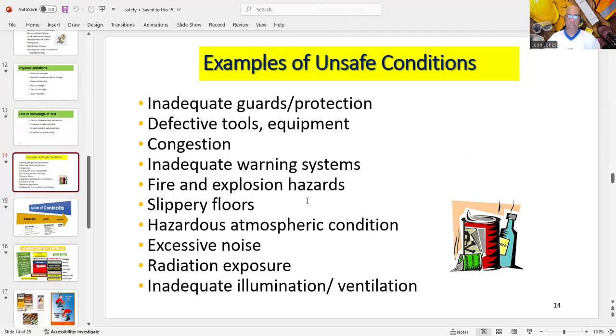So, examples of unsafe conditions: inadequate guards or protection, defective tools, equipment, congestion, inadequate warning systems, fire and explosion hazards, slippery floors, hazardous atmospheric condition, excessive noise, radiation exposure, inadequate illumination and ventilation.